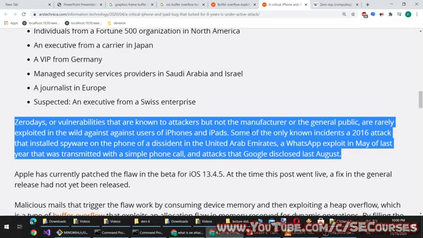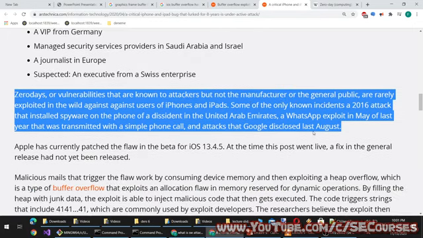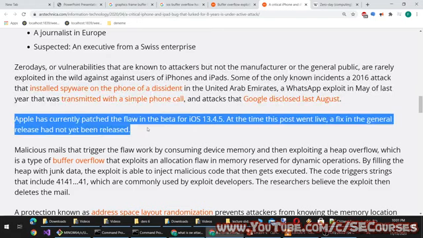Zero days are vulnerabilities that are known to attackers but not the manufacturer or the general public, and are rarely exploited in the wild against users of iPhones and iPads. Some of the only known incidents: a 2016 attack that installed spyware on the phone of a dissident in the United Arab Emirates, a WhatsApp exploit in May of last year that was transmitted with a simple phone call, and attacks that Google disclosed last August.